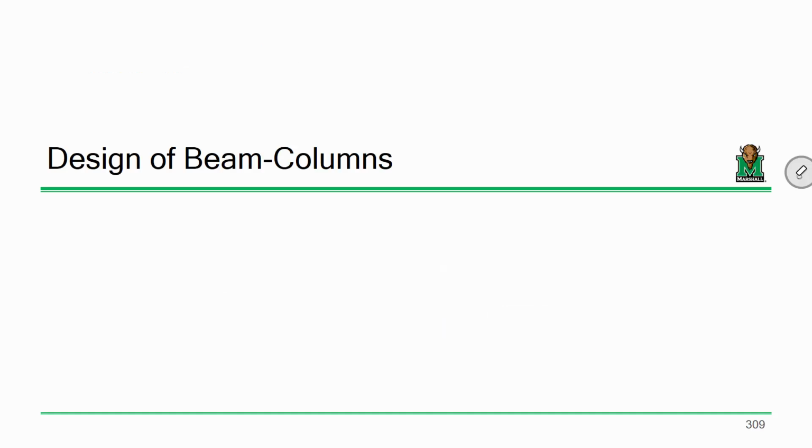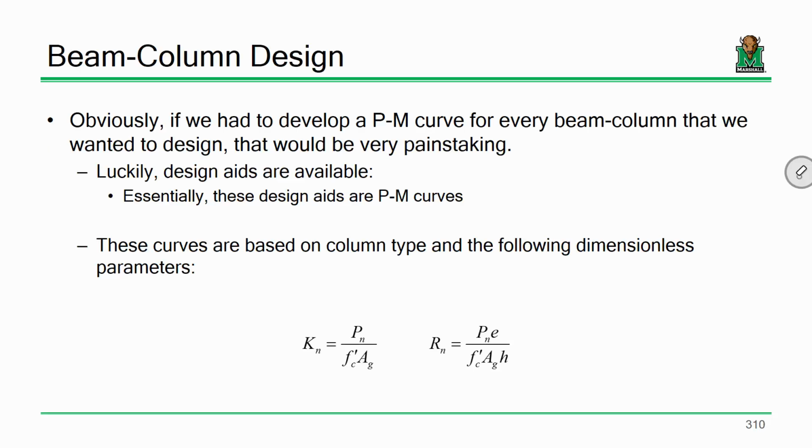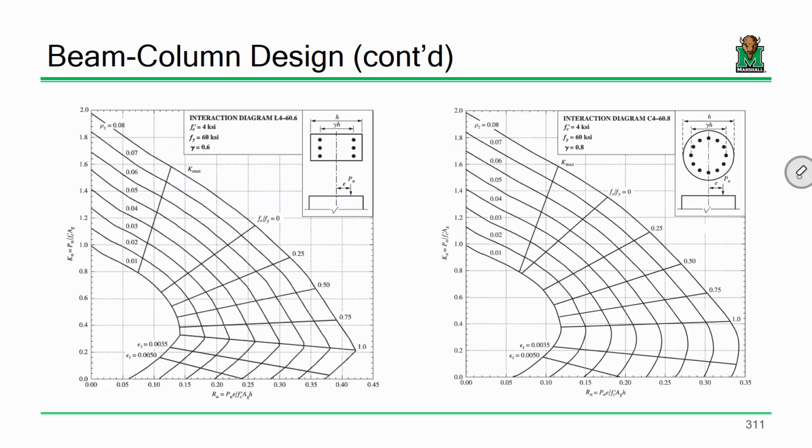Okay, so how do you design beam columns? And I should have brought my PM curves with me, but I'll bring them on Wednesday. The idea is that beam column design would be highly iterative if we didn't have any tools for design. Luckily, we do. We have a number of design aids available. They're actually in the back of your book, and essentially they're PM curves. They look something like this, okay? You might have been flipping through the back of your textbook and seen these. These essentially are PM curves, okay?